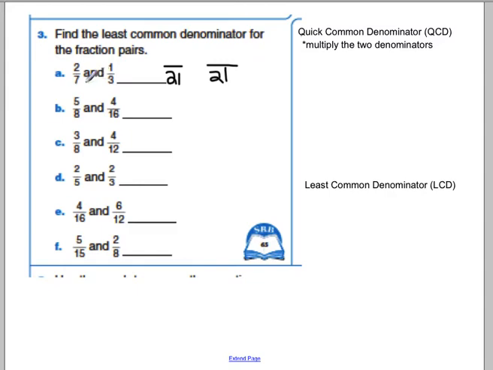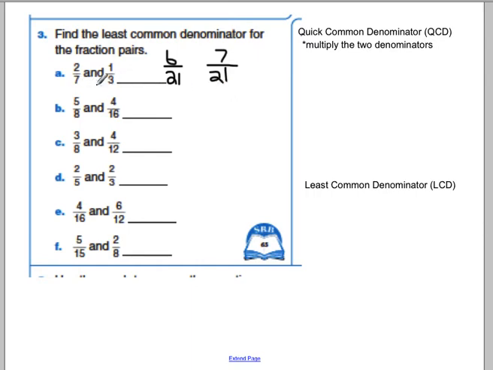Remember, whatever you do to the denominator, do the same thing to the numerator. So if I'm multiplying 7 times 3, I have to multiply 2 times 3 to get my numerator, 6. And here, if I'm multiplying 3 times 7, I have to multiply 1 times 7 as well to get my numerator of 7. Now I have renamed these fraction pairs with a common denominator. And I used the QCD, just multiplied the two denominators together.